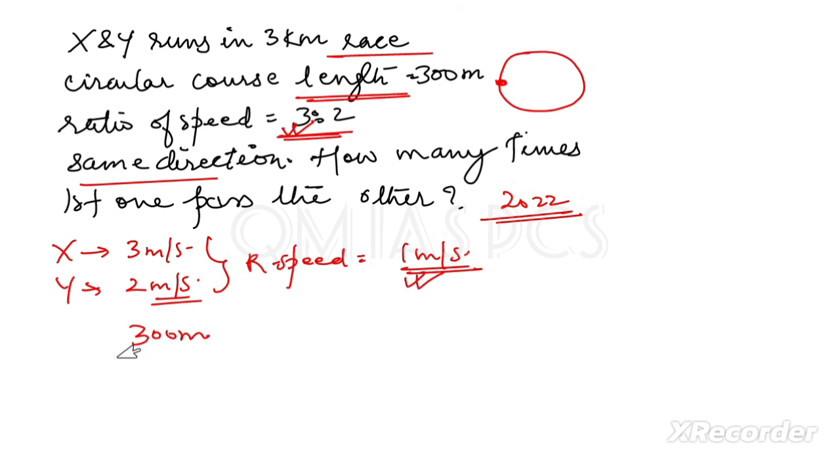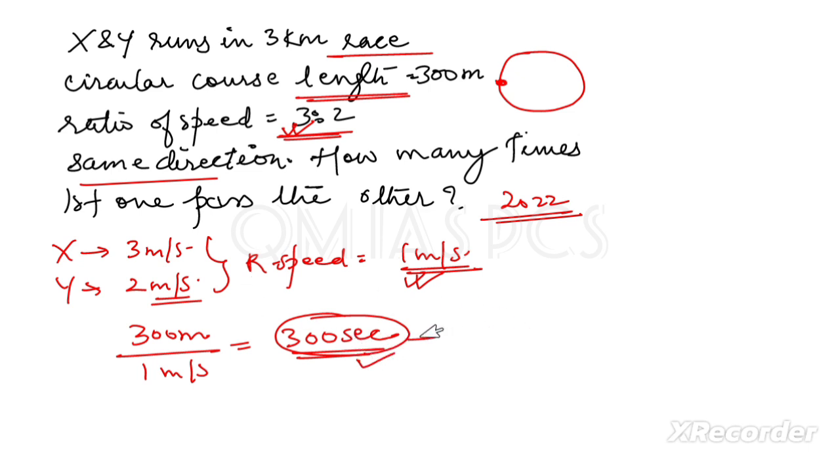So 300 meter divided by 1 meter per second, we get 300 seconds. After 300 seconds that person is 300 meter ahead. Clear? That means after 300 seconds the faster person will meet the slower person. Are you getting my point? I'm using the logic and the formula, the concept both together, that's why I'm giving this explanation. So 300 divided by 60 is 5 minutes.